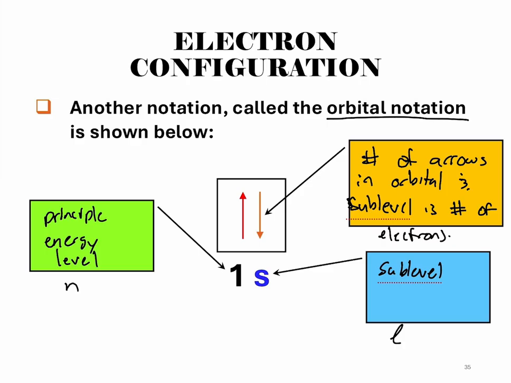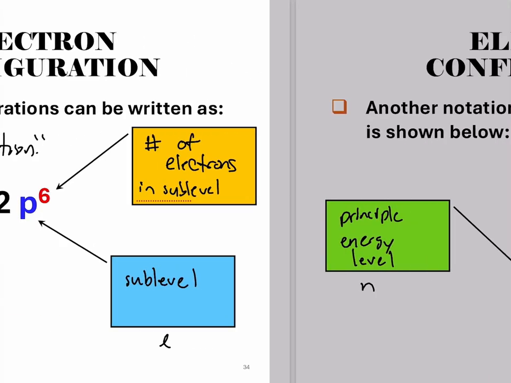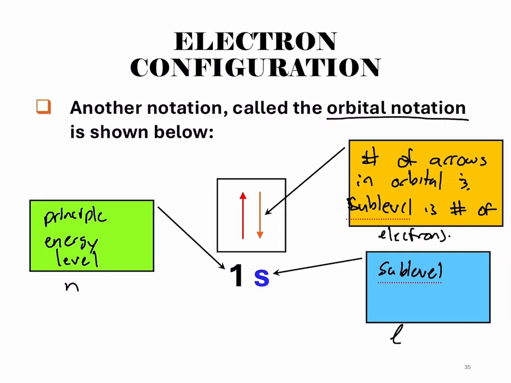But yeah, that's correct. So this slide is different from the one you just did? Yeah, so see here, the number of electrons is denoted by the exponent of the letter p. Here, the number of electrons is the number of arrows that are in the orbital itself. So this is called the orbital notation. And we'll talk about that in a second.